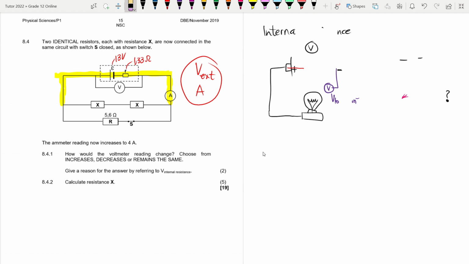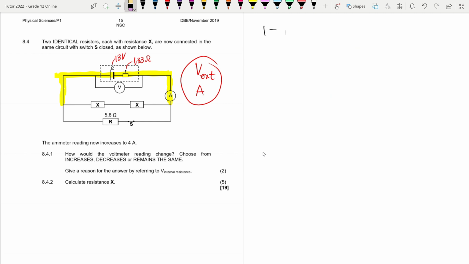All right, let's go to this one. We're still on the topic of whether the V internal is going to be the same or not when we have new resistors. So let me plug a voltmeter there across the V internal, and let's think about that. The internal resistance gets total current. And what do we know about total current when we introduce new resistance? Is it going to change or is it going to be the same? It's going to change.